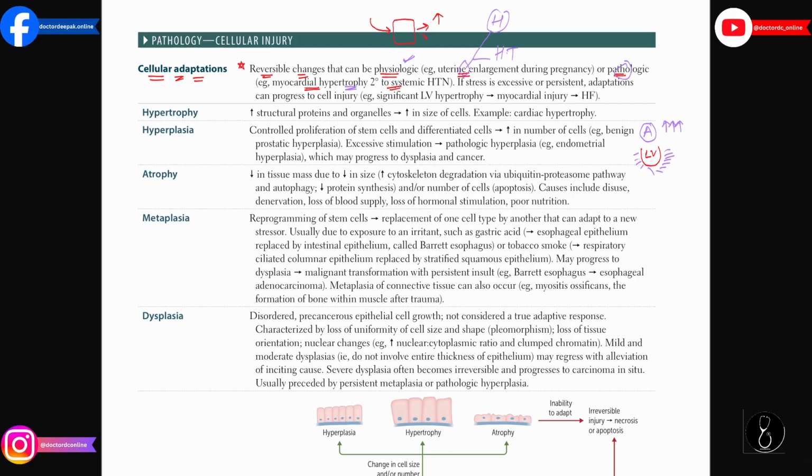Now here it is mentioned that if the stress is excessive or persistent, adaptations can progress to cell injury. What is the meaning of this line? Let's take again an example. Let's suppose this is the heart, and this is the left ventricle. In front of it there is the aorta. Let's suppose the person has had hypertension for 5 years, and that person is not taking any antihypertensive drug.